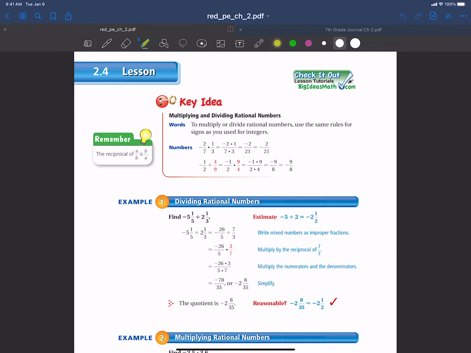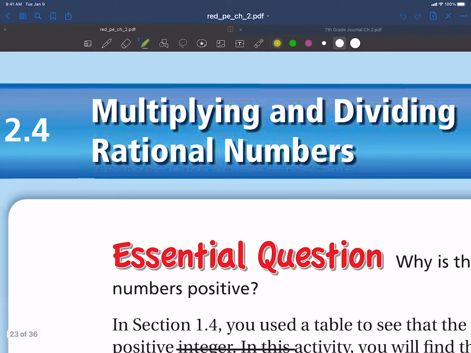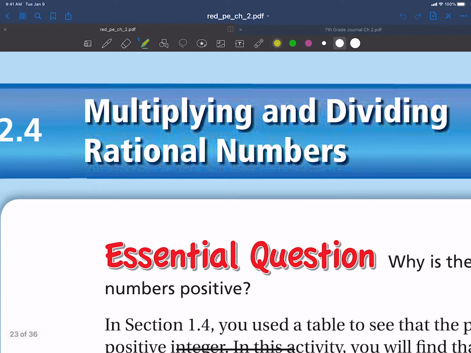All right, 7th grade, we are doing lesson 2.4. This is multiplying and dividing rational numbers. Guys, this section rocks. Finally in this chapter, we have one that's fun, okay? We've been adding, we've been subtracting, and to me, they're just tedious and it's not fun. Multiplying and dividing, though, so much fun. You guys are actually going to love this section.